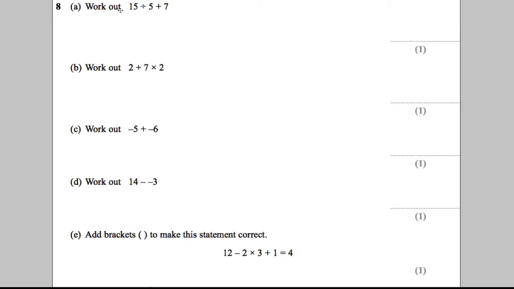So we're asked to work out the following. 15 divided by 5, add 7. Now, hopefully you will remember BIDMAS or BODMAS.